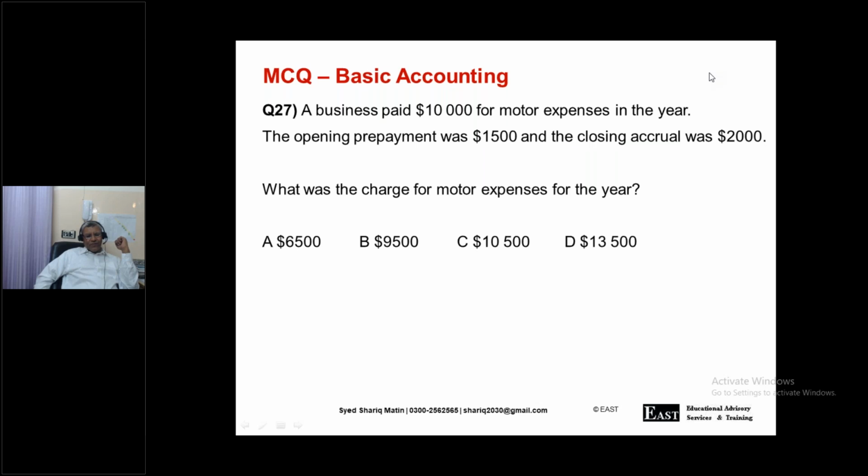All right then. Basically, the business paid 10,000 for the expenses. Opening prepayment means that the amount 1,500 was paid last year as a prepayment for this year. So it was subtracted last year, but this year it is going to be included in our amounts. And the closing accrual was 2,000, which means that we have incurred the expense of 2,000, but we haven't paid for it. Since we have incurred the expense, we are supposed to add it to our income statement. So we will add 10,000, 1,500, and 2,000 altogether, which will give us 13,500, which makes D.